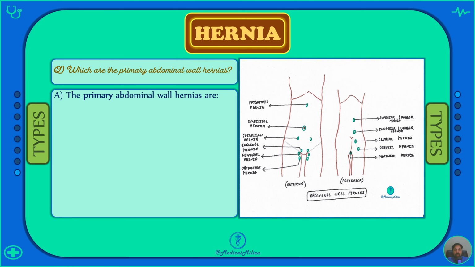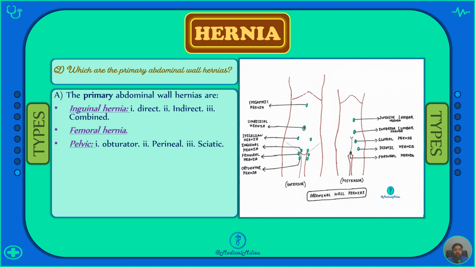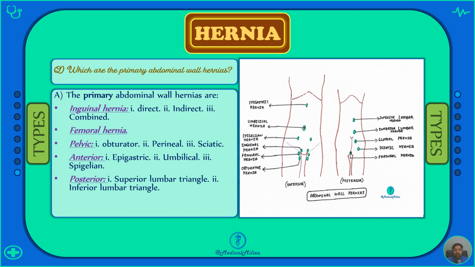The primary abdominal wall hernias are inguinal hernias, which might be direct, indirect or combined, femoral hernia, pelvic hernias like obturator, perineal or sciatic hernia, anterior hernias like epigastric, umbilical or Spigelian hernia, and posterior hernias like superior or inferior lumbar triangle hernia.